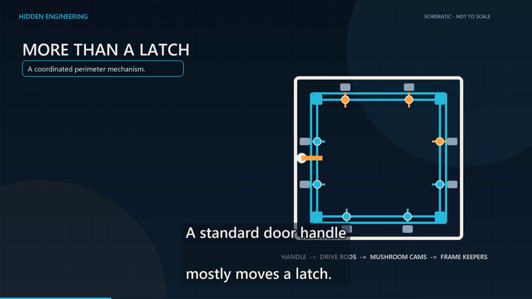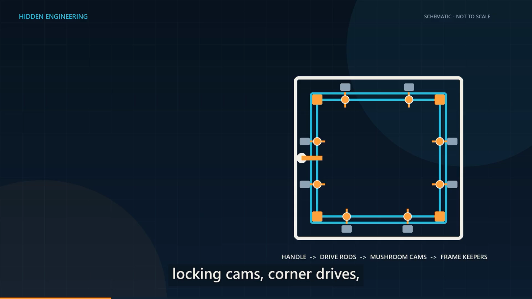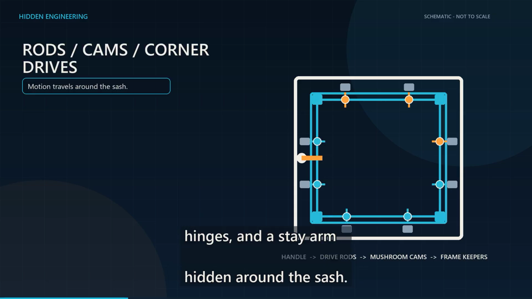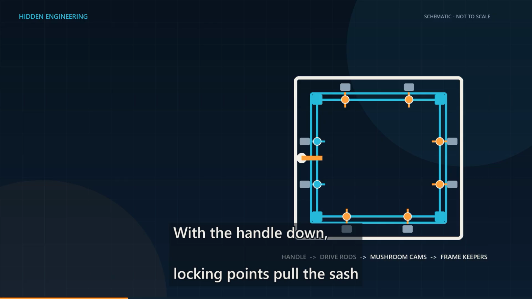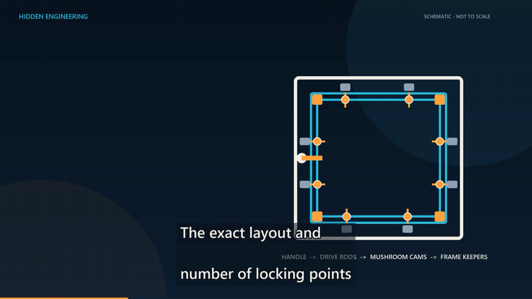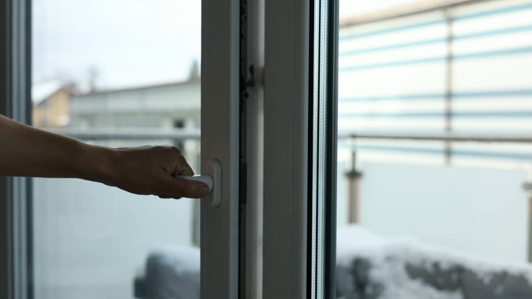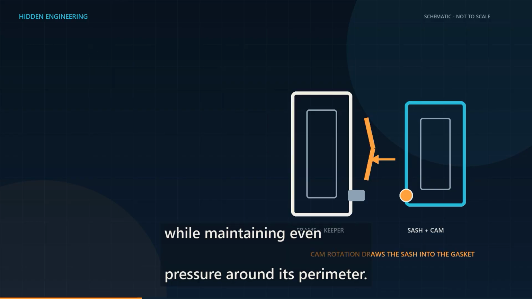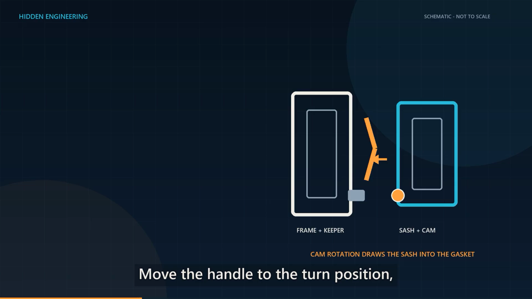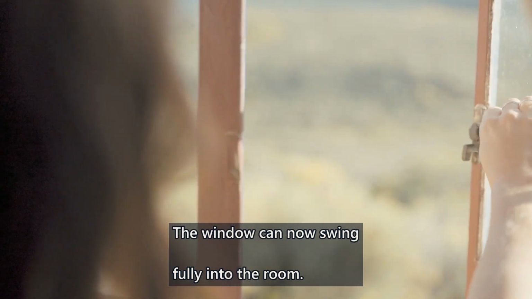A standard door handle mostly moves a latch. A tilt and turn handle operates a network of metal rods, locking cams, corner drives, hinges, and a stay arm hidden around the sash. With the handle down, locking points pull the sash against the seals around the frame. The exact layout and number of locking points vary by manufacturer, but they all serve the same basic purpose, keeping the window shut while maintaining even pressure around its perimeter. Move the handle to the turn position, and those locking points release so the side hinges can carry the sash. The window can now swing fully into the room.